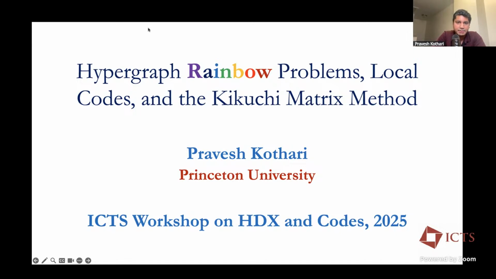So let me begin. What I'm going to do at first is introduce this class of questions that people have been looking at in combinatorics for maybe more than 20 years now. And so we'll start with that, and then I'll introduce you to this idea of local codes, another class of questions that computer scientists have been thinking about for maybe 30 years or more. And then I'll show you how they are intimately connected.